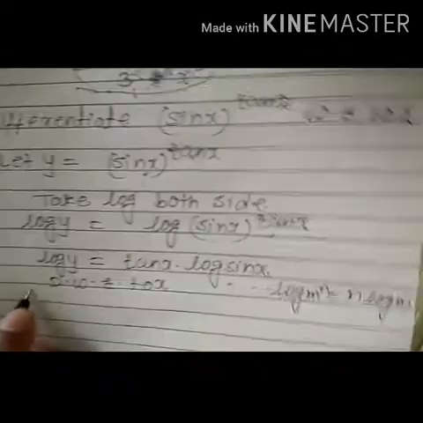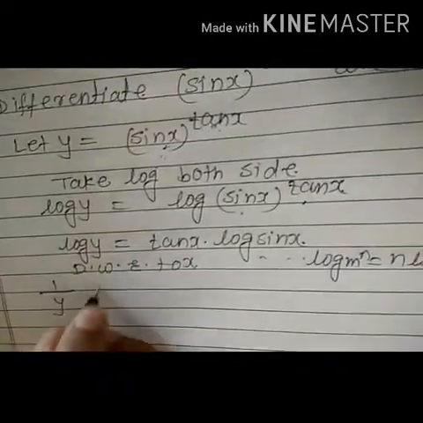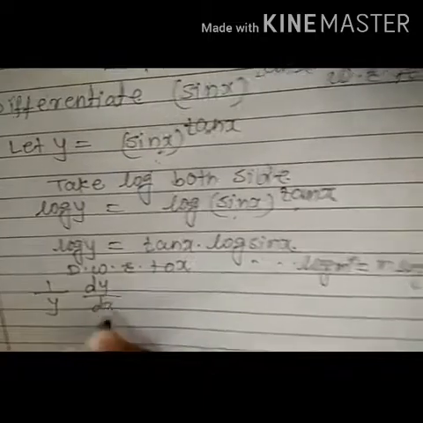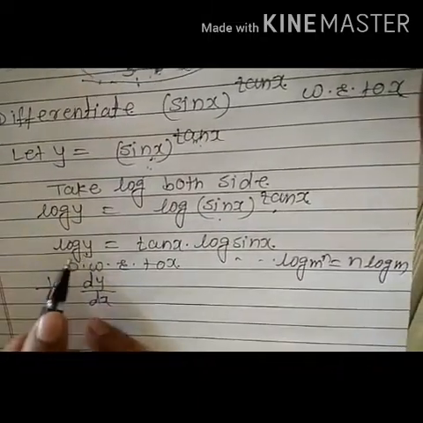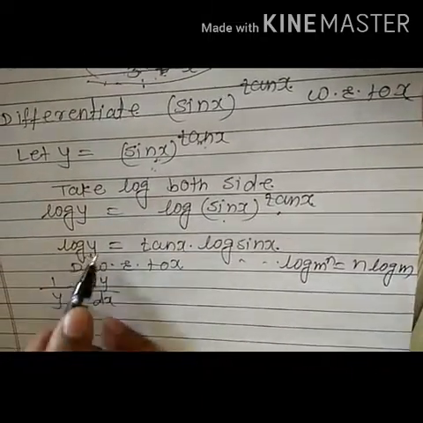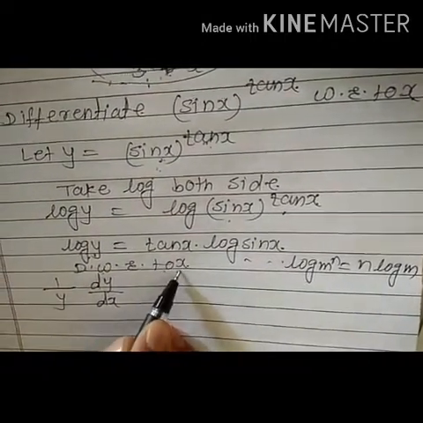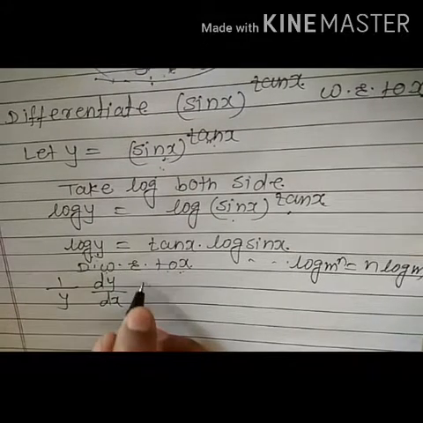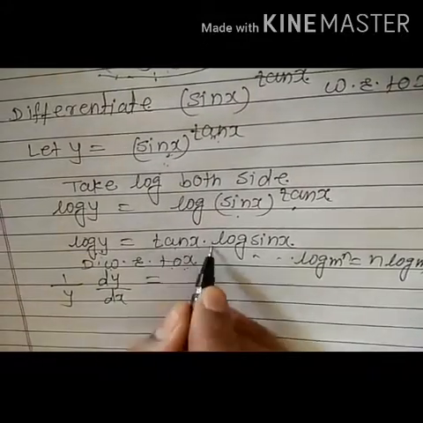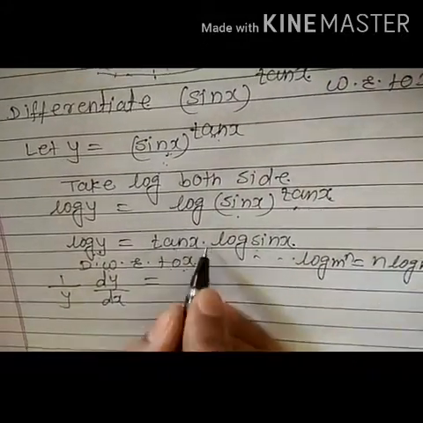Log y gives 1 by y into dy by dx. This is an implicit function. Why is it an implicit function? Because y is a function, and we differentiate it with respect to another variable, x. That's why it is an implicit function, equal to tan x into log of sin x in multiplication form.